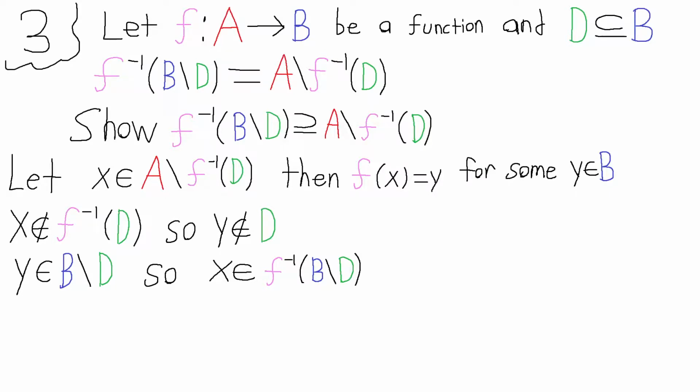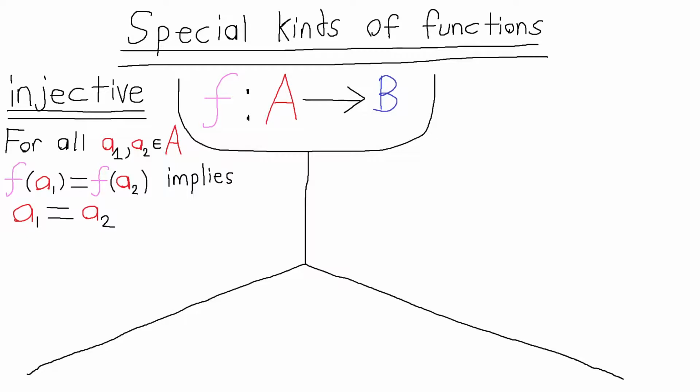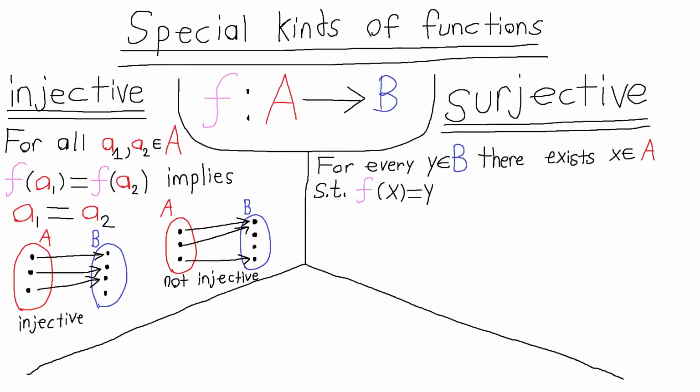Now, let's talk about some special kinds of functions. For a function f from A to B, we say that f is injective if for all a1 and a2 in A, f of a1 being equal to f of a2 implies that a1 equals a2. We can visualize the function f as being a set of arrows that takes points in A to points in B. So we see that a function being injective means that multiple arrows can't point to the same element of B. A function can also be surjective, meaning that for every y in the codomain B, there exists x in the domain A such that f of x equals y. Or in other words, the image of A is B.